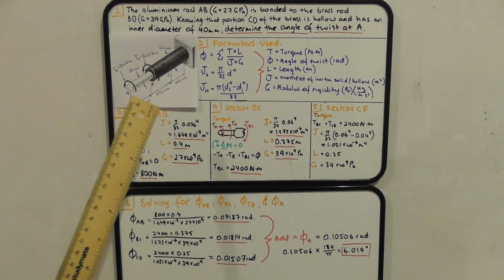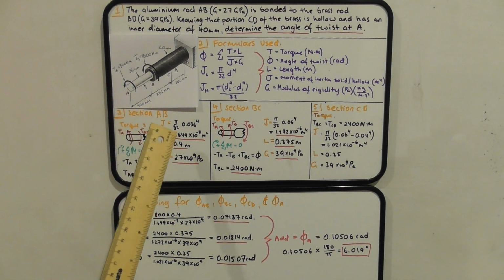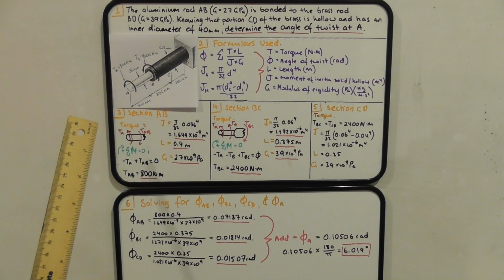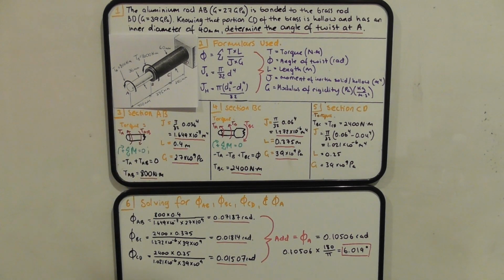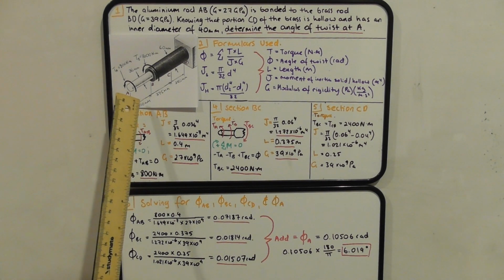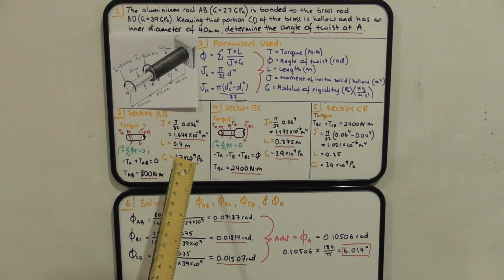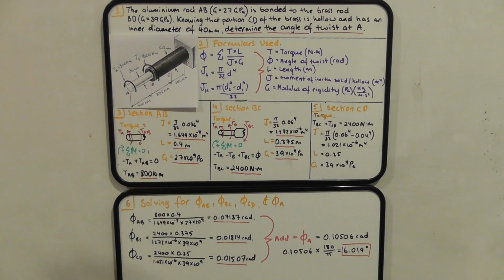Now, the moment of inertia, because this is a solid shaft, is simply pi on 32 and then the diameter of that shaft, which is 36 millimeters or 0.036 meters, to the 4, and then we'll get that value here. The length is 0.4 meters, and the modulus of rigidity is given in the question, 27 times 10 to the 9 pascals. Giga means 10 to the 9.